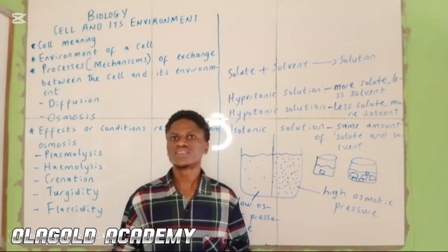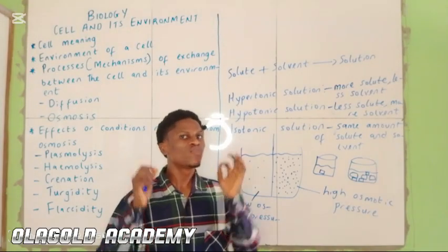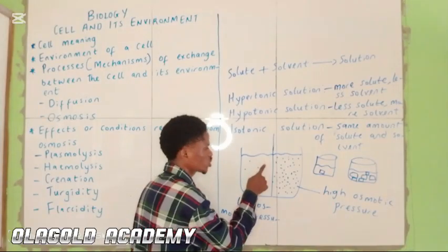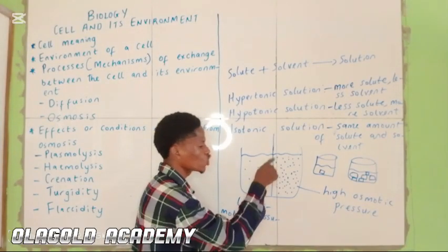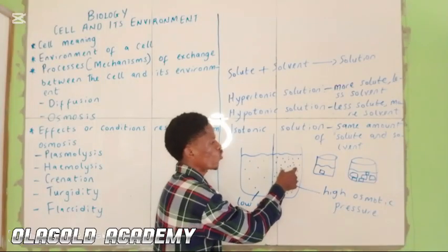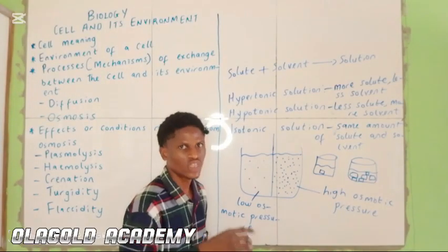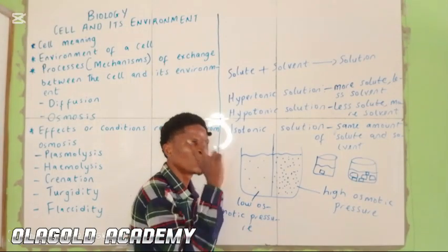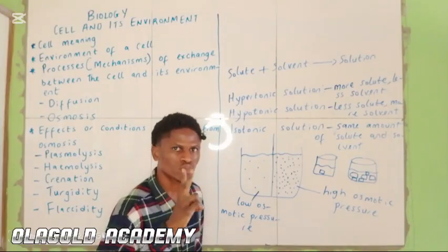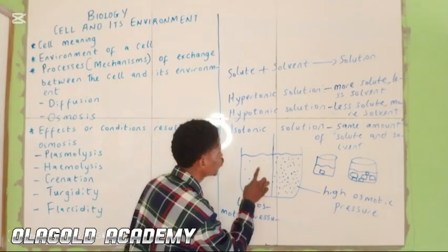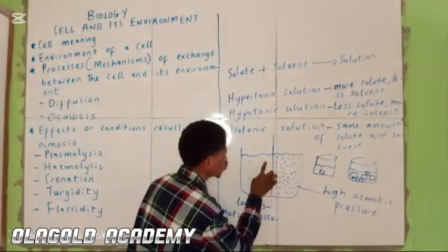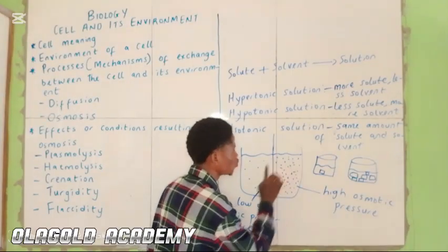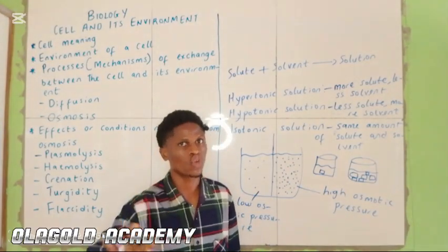Alright, we can define osmosis again as the movement of water molecules from the region of low concentration of solutes to the region of high concentration of solutes. I repeat, the third definition of osmosis is that osmosis is the movement of water molecules from the region of low concentration of solutes to the region of high concentration of solutes. That is the third definition of osmosis.